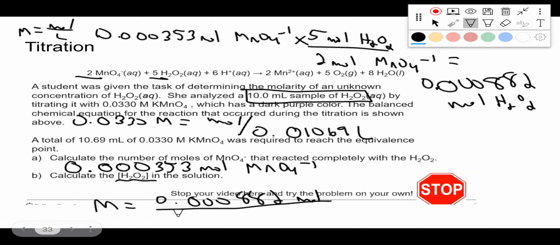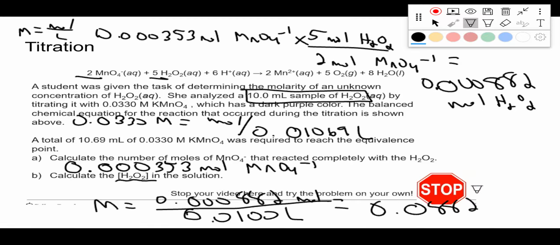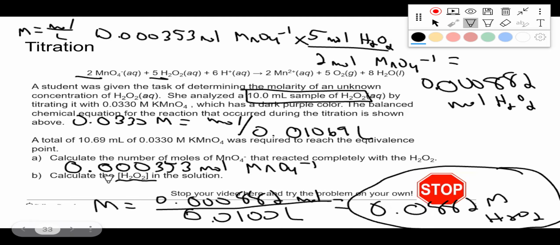10.0 has 3 sig figs. That's how many my volume has to have. So I'm going to have 0.0100 liters because I need 3 sig figs. So then I'm going to take 0.000882 divided by 0.0100, and my final molarity is going to be 0.0882 molarity of H2O2, which is what I was trying to get to from the beginning of calculate H2O2.